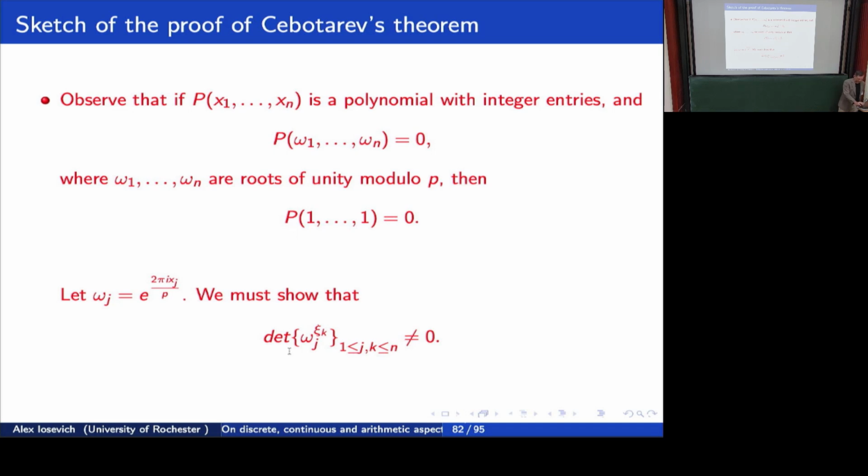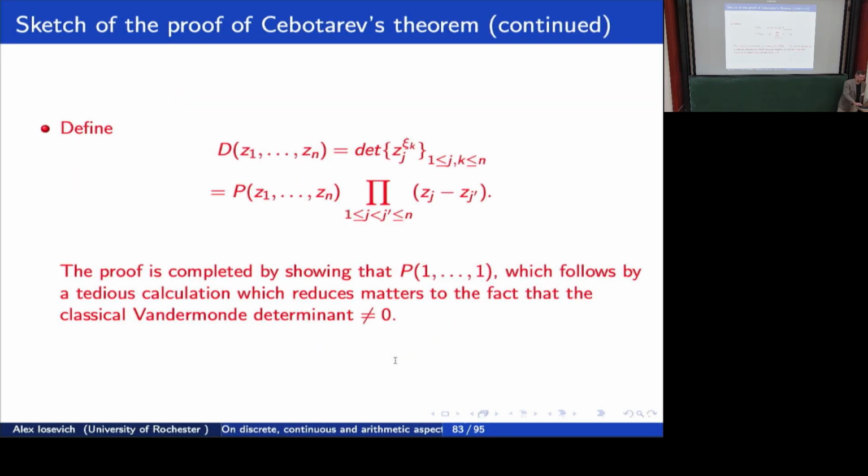Okay. So we need to show that, so you take omega j to be e to the 2 pi i x j over p, and we must show the determinant of omega j to the k, where j and k are between 1 and n, is not 0. We define the determinant where we put in z j's in place of the omega j's, and the next line is simply obvious, because you are going to get 0 if z j equals z j prime. And then you have P of z1 through zn in front. Then Terry simply notices that if we show that P of 1, 1, 1, 1, 1 is not 0, then we're done.